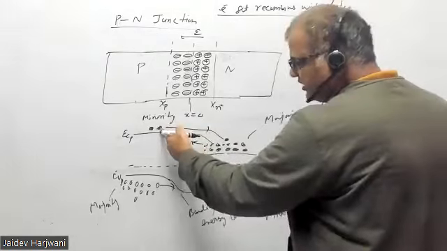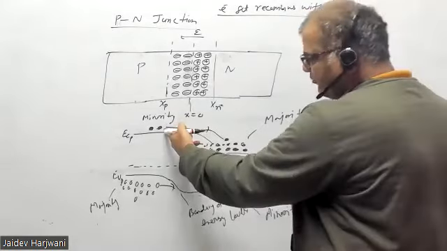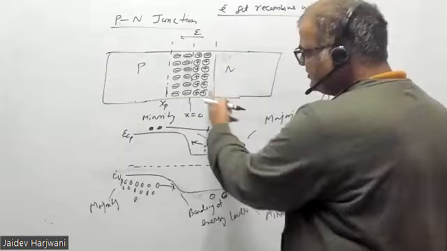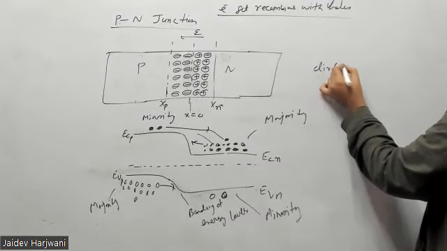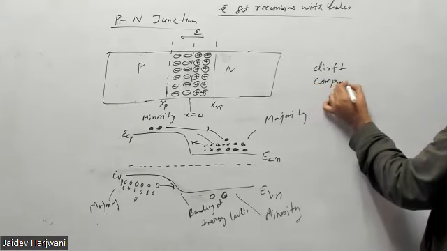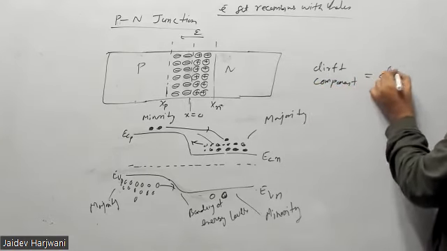And this is called drift, because these electrons are pulled by this plus. So at equilibrium, the drift component is equal to the diffusion component.